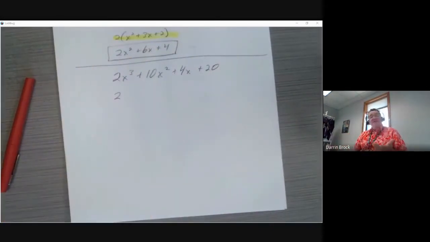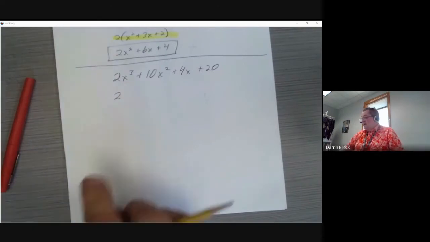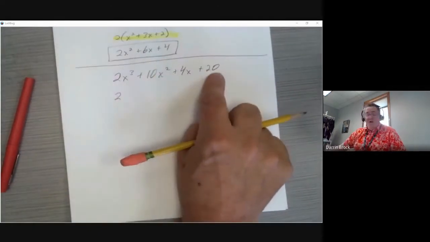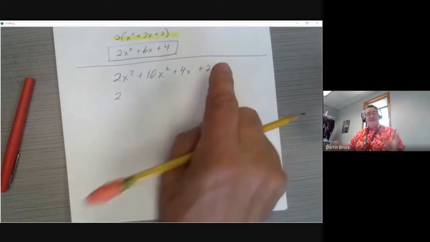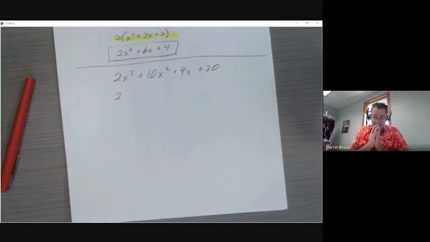How about an x? Can we take an x out of all 4 terms? X to the third, x squared, x. Oh, we do not have an x on the last term. So x cannot be factored out. It is not a greatest common factor because it has to be in all the terms in order for it to be considered a greatest common factor.